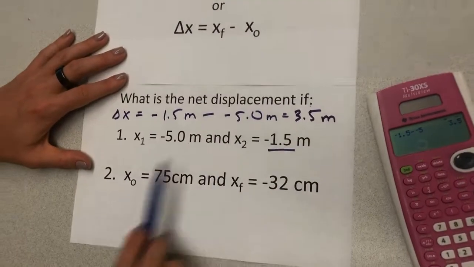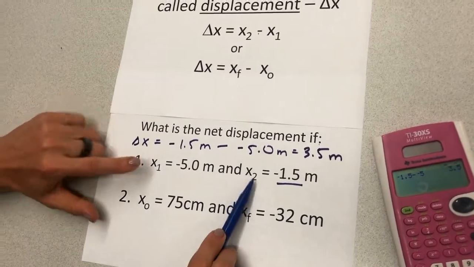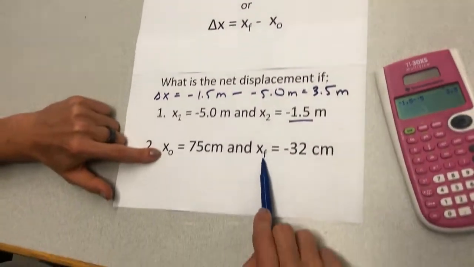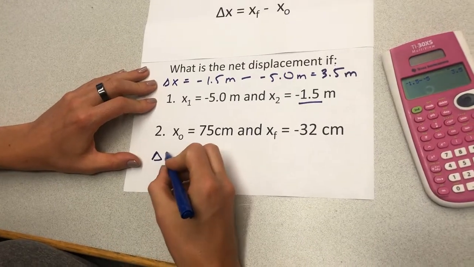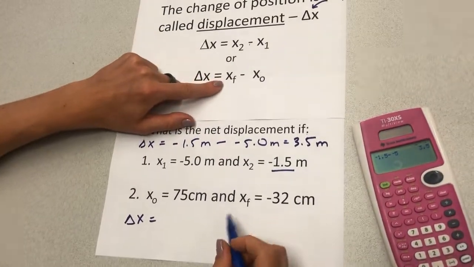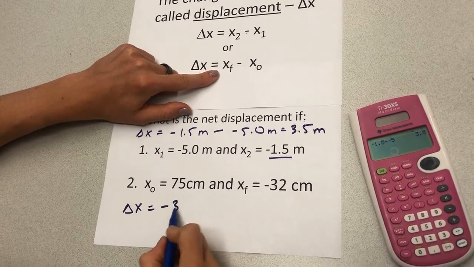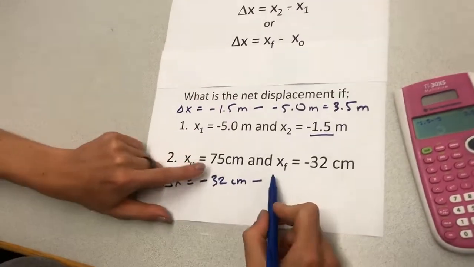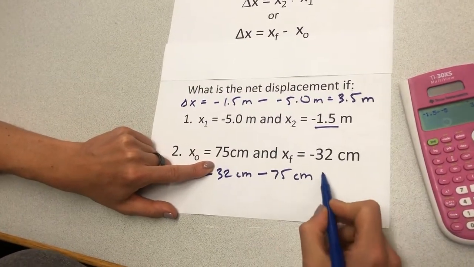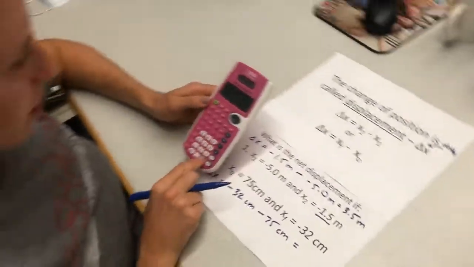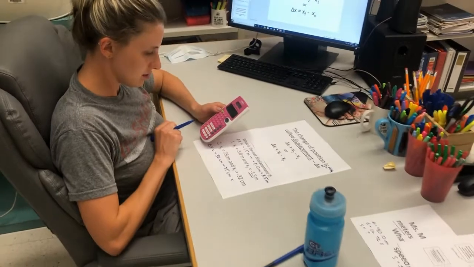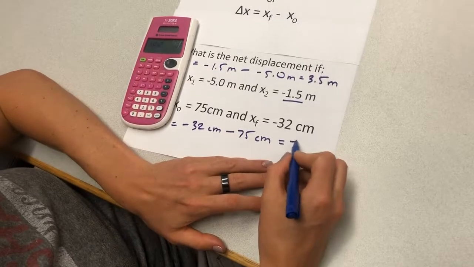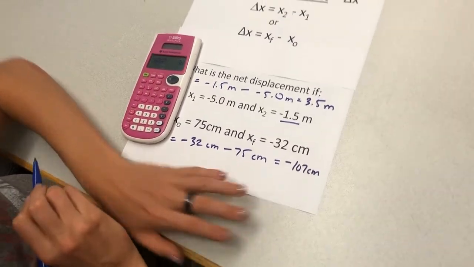The difference between these questions and this question is just the way that the symbols are here. So before we use this equation, but it's the exact same thing as this equation. You can see we've got those letters here. So I'm gonna say that delta x equals, and we know it's x final, which is this one right here, negative 32 centimeters, minus x initial, which is 75 centimeters. And I'm gonna plug that in my calculator. Negative 32 minus 75. And I get negative 107 centimeters. All right, those are my answers.